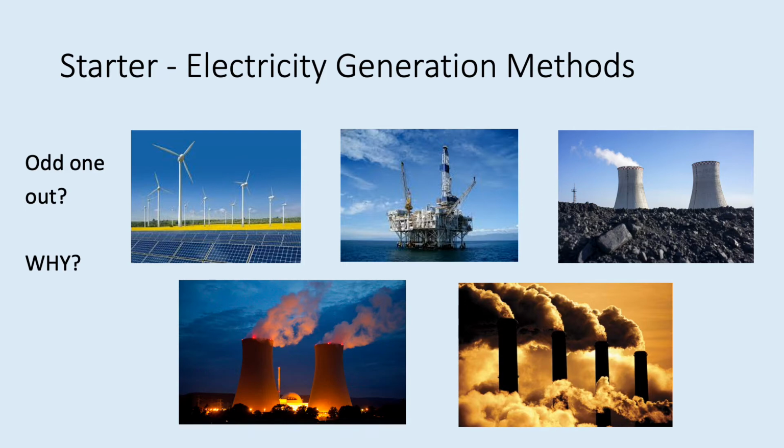Right, so I hope you had a good think, and what's always a good thing is when I ask you this is the why, the justification. What is it that justifies your answer about this? So all of these are methods of generating electricity, and yet there is an odd one out, and hopefully you picked the top left hand corner, which is the wind farms and the solar panels right next to each other. They are the odd one out, and do you know why?